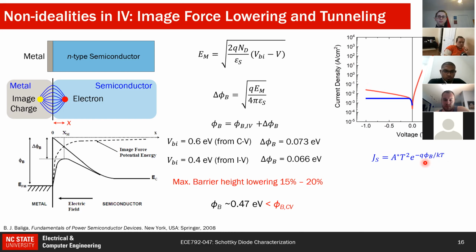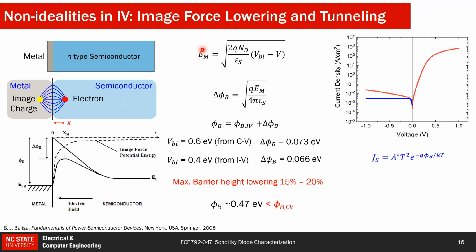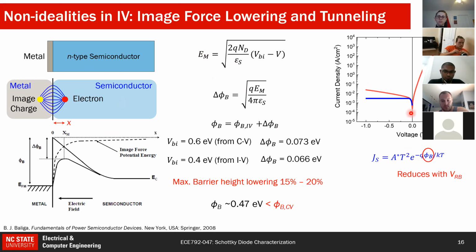But actually what happens in real life is that because of this electric field, when you apply more and more reverse bias voltage, the field will go up, and because of that the barrier lowering will be higher and higher, and because of that you see the phi b reduces with reverse bias voltage, and you see more and more leakage instead of constant leakage. And there is another parameter also, which I said, which is tunneling, because when you apply more and more reverse bias voltage, the band goes down, and then this region gets thin, and now electrons can easily tunnel.